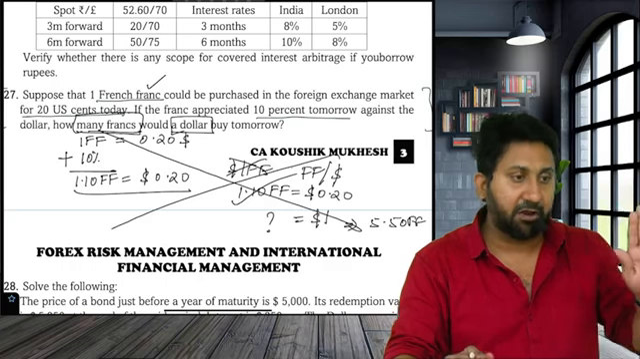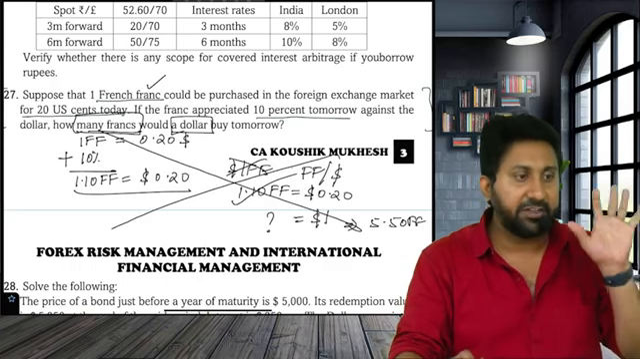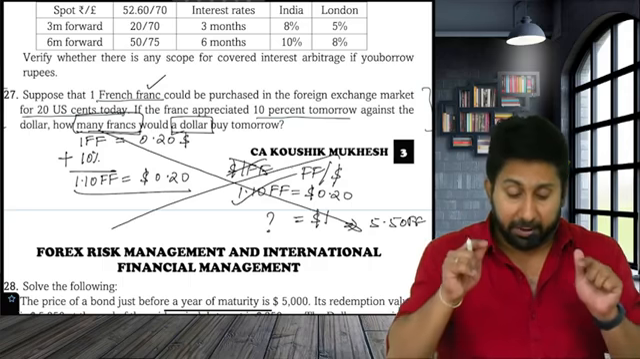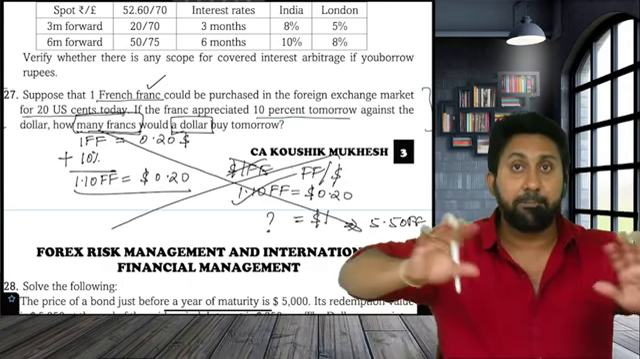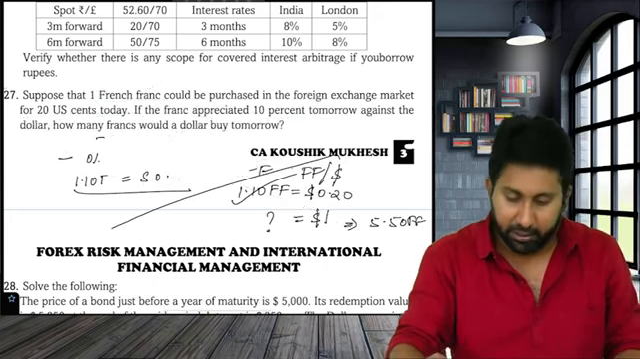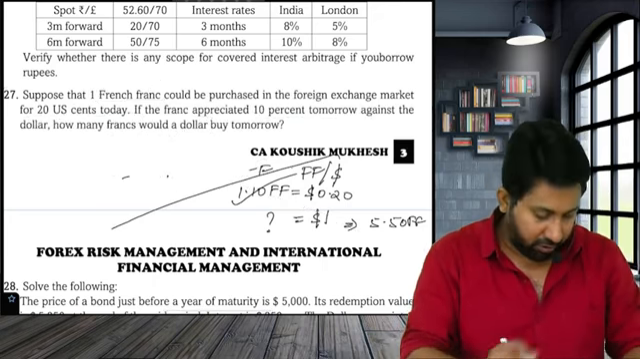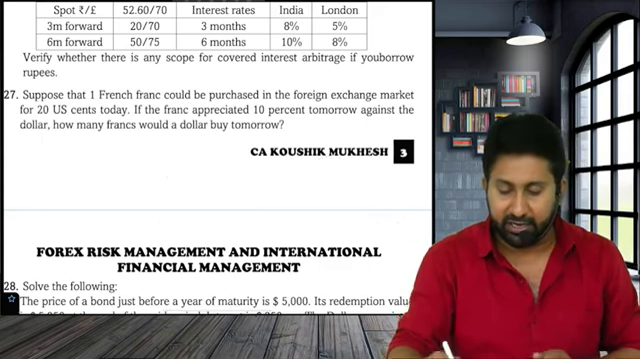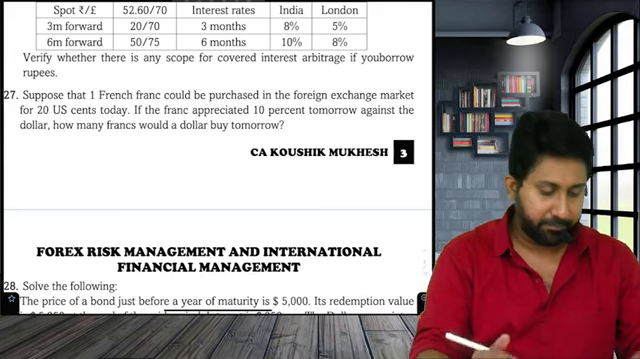He is asking for the number of FF. Numerator FF is required, denominator dollar is required. Everything is okay, but the way of adjusting that 10% is wrong. Why? I will explain with an example. So why this is a wrong notation and why we should not do it like that, I will explain with a clear-cut example. See the screen.